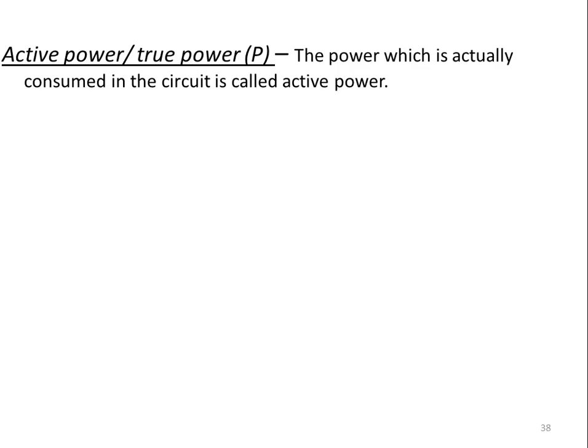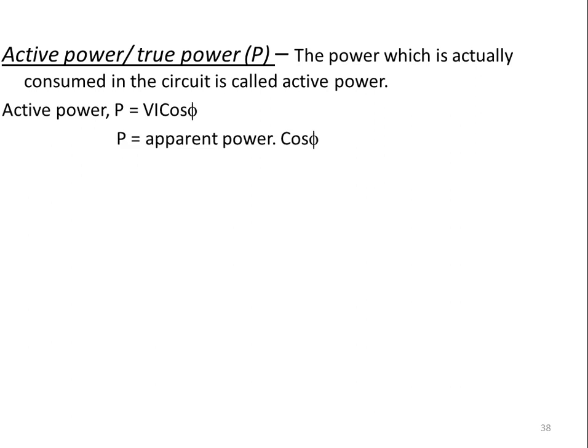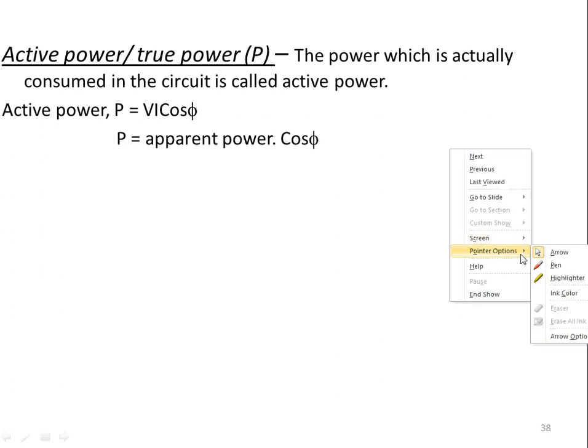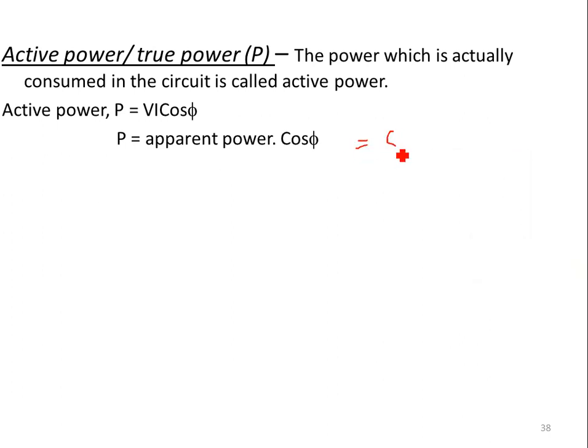Next one is active power or true power. The power which is actually consumed in the circuit is known as active power. That means the only power consuming element in an electric circuit is the resistor. So the power consumed by the resistors is known as true power or active power. Active power is given by P is equal to VI cos phi. VI cos phi is the horizontal component of apparent power, so it is basically apparent power into cos phi. That is, P is equal to S into cos phi.